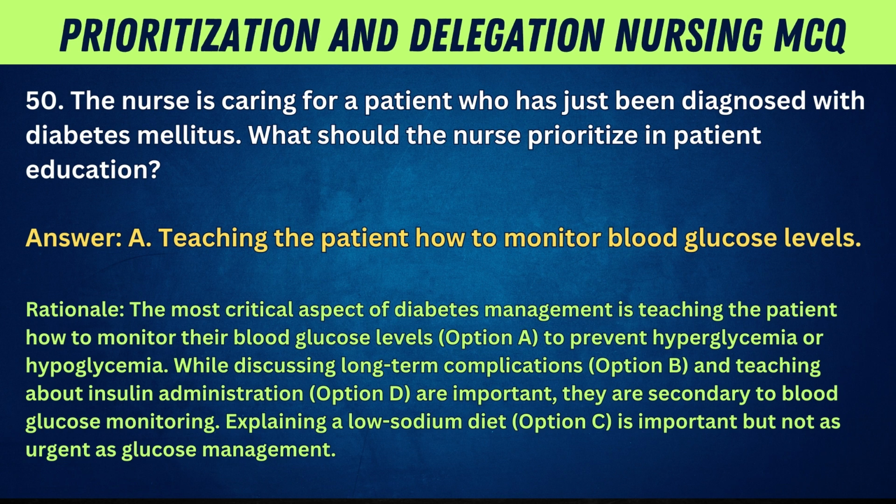Rationale: The most critical aspect of diabetes management is teaching the patient how to monitor their blood glucose levels, option A, to prevent hyperglycemia or hypoglycemia, while discussing long-term complications, option B, and teaching about insulin administration, option D, are important. They are secondary to blood glucose monitoring. Explaining a low-sodium diet, option C, is important but not as urgent as glucose management.